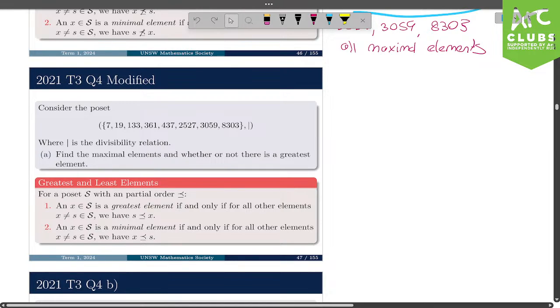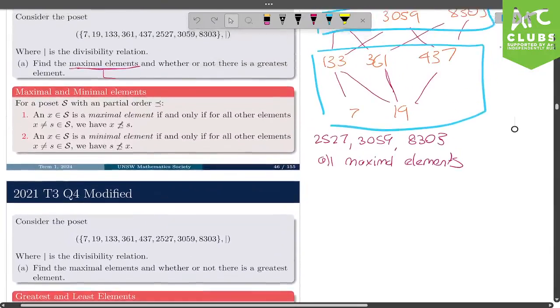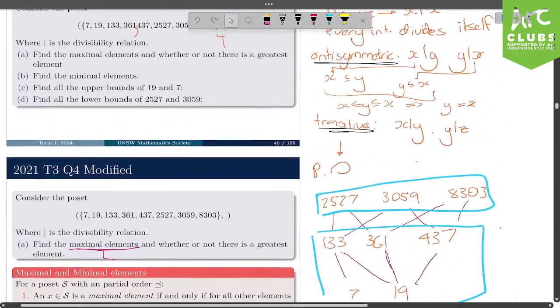So now the question is kind of two parts. It's find the maximal elements and whether or not there is a greatest element. A greatest element is an x in S if and only if for all other elements, they are less than x in a sense, or they relate to x but are less than it.